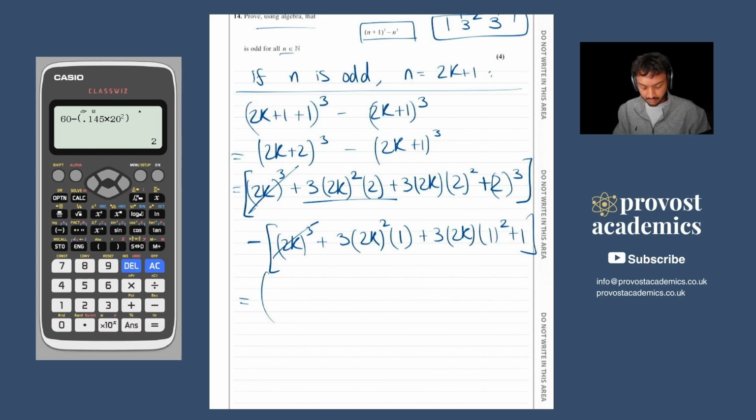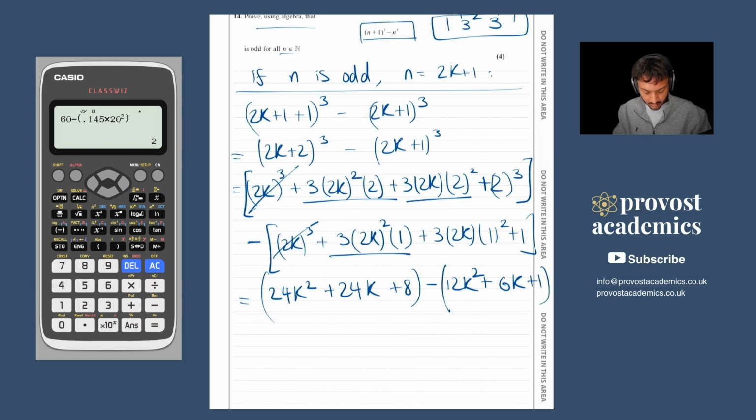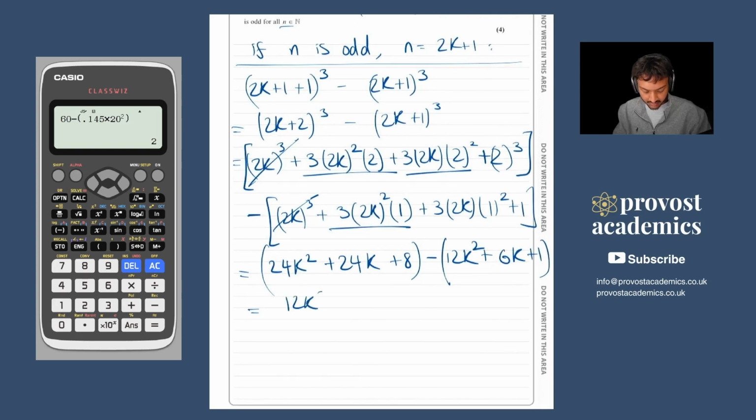So this term right here, we have 6 times 4, which is 24k squared. This term is going to be 4 times 3 times 2, so 6 times 4 again, so 24k, plus 8. Take away, this case is going to be 4 times 3, that's 12k squared, plus 6k, that one squared, plus 1. So now let's take away everything. So I get 12k squared plus 18k, and we have plus 7.